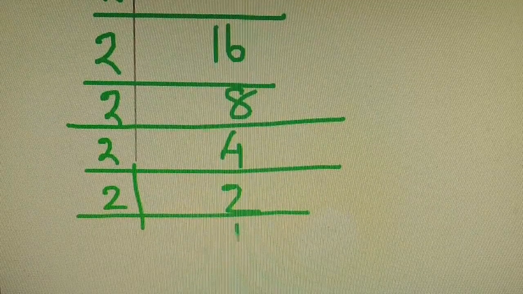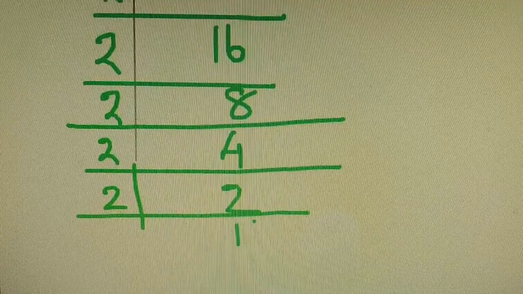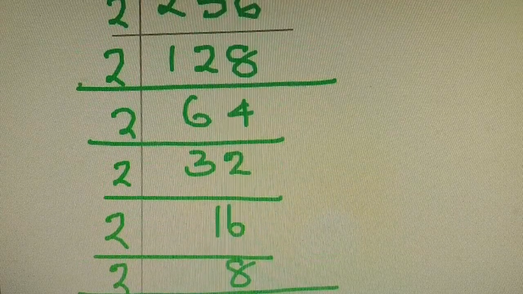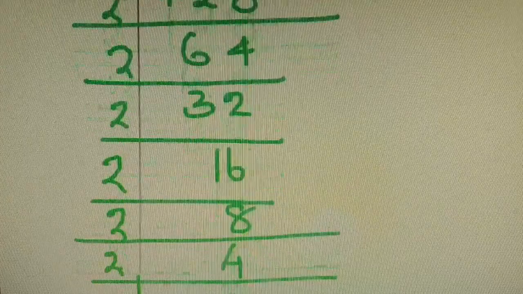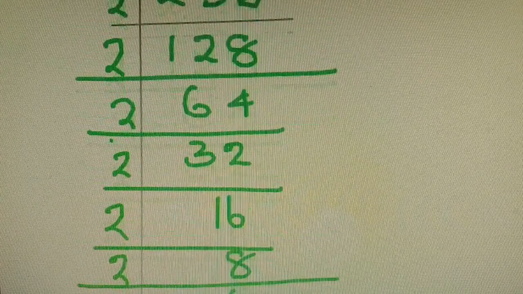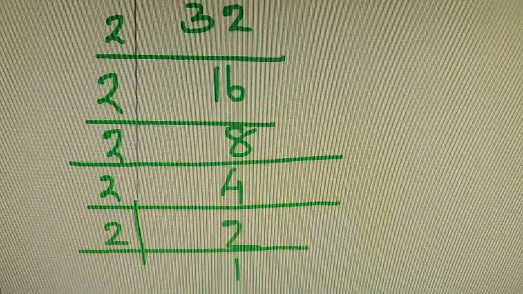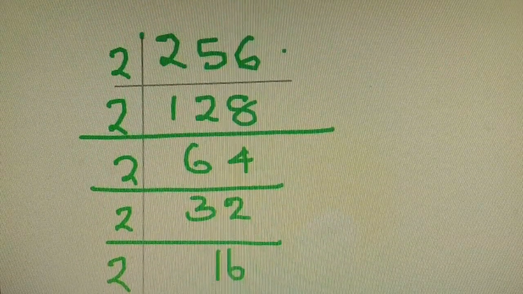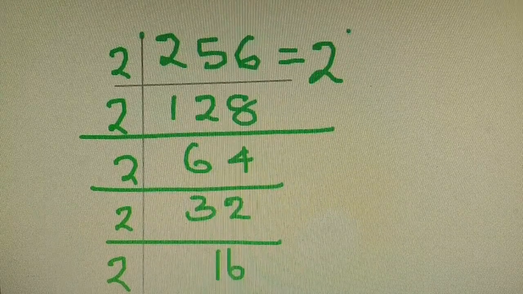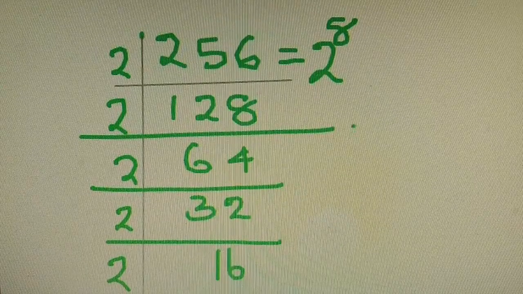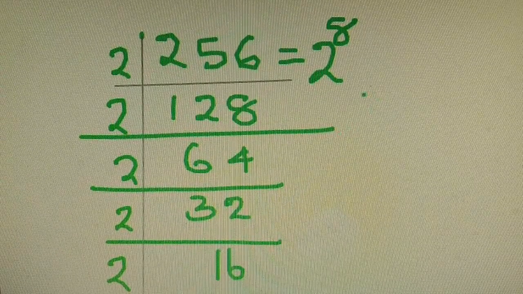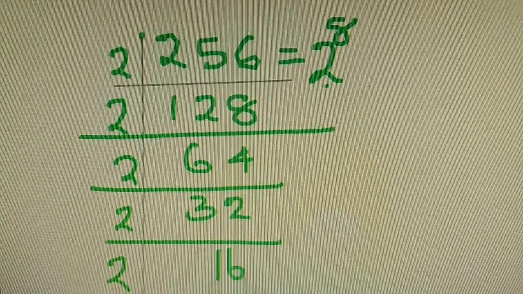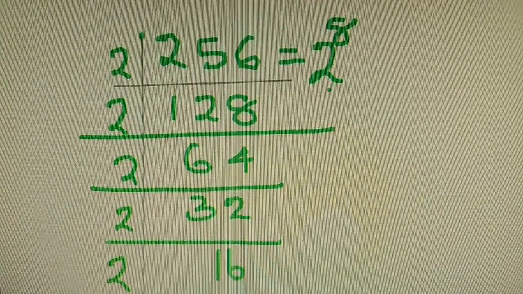So last with that 2, we reach that 1. That means 256. For dividing that 256, how many times do we use the 2's? Okay, here 1 2 3 4 5 6 7 8 times. So the prime factorized form of 256 is 2 to the power of 8. That means 2 multiplied 8 times, we have 256. So the exponential form of 256 by using prime factors is 2 to the power of 8.